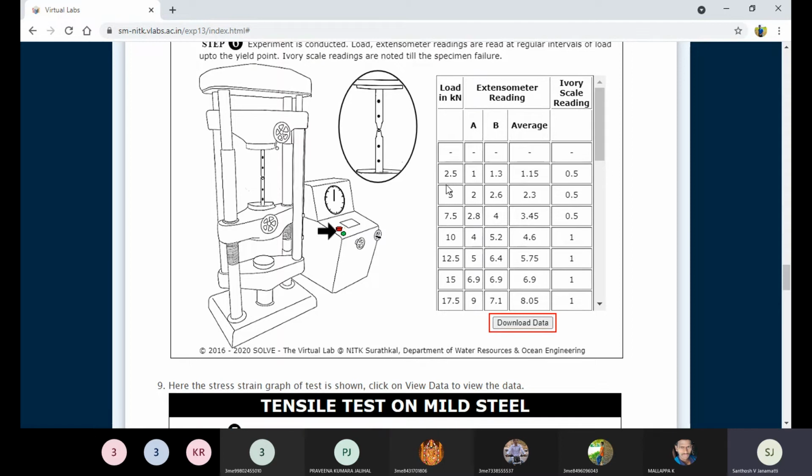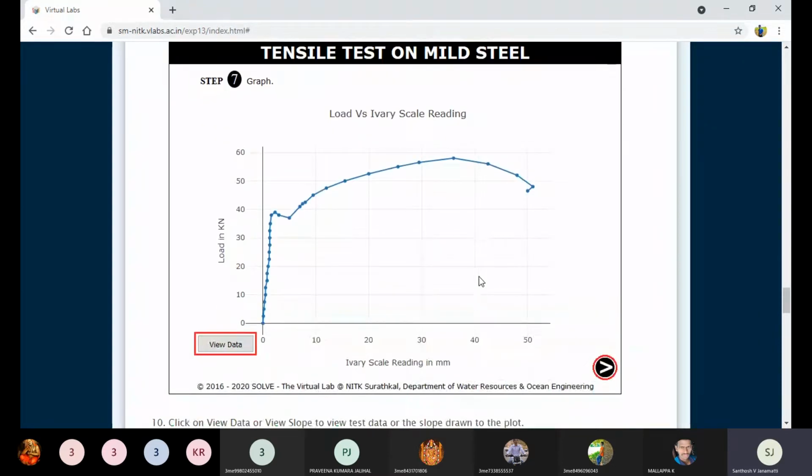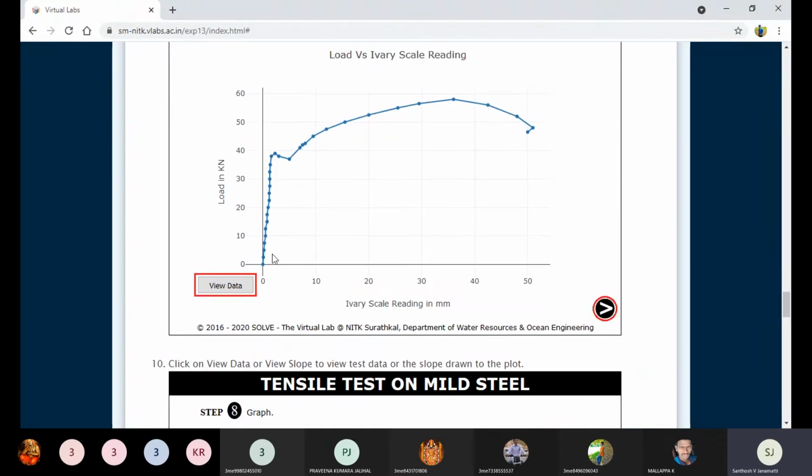Already I have told you this. These are the loads you need to calculate or record. The monitor will show these loads as well as the strains. With the help of these two, you need to draw this stress strain diagram, right?